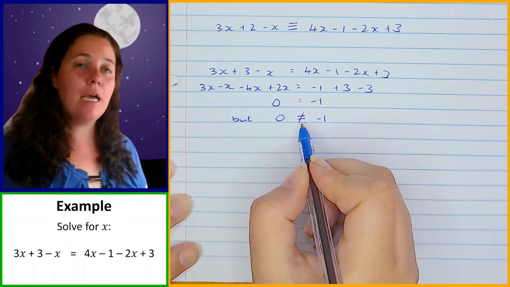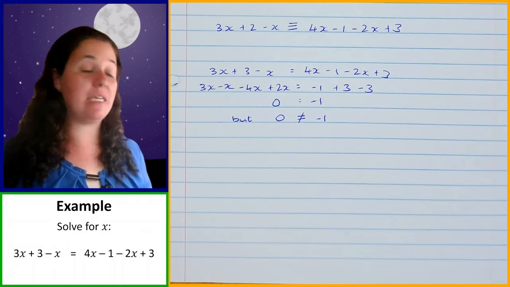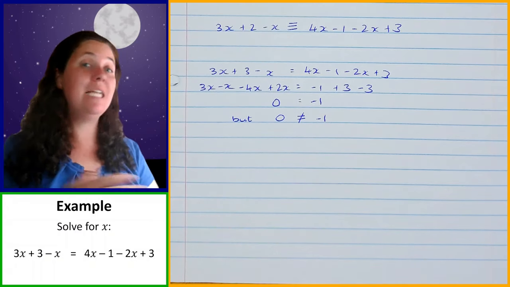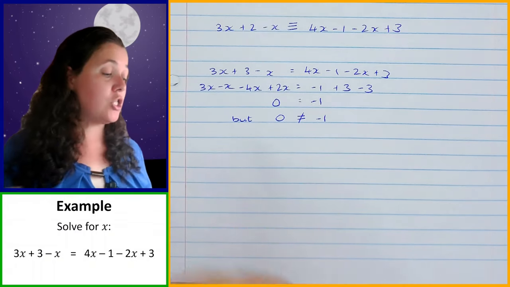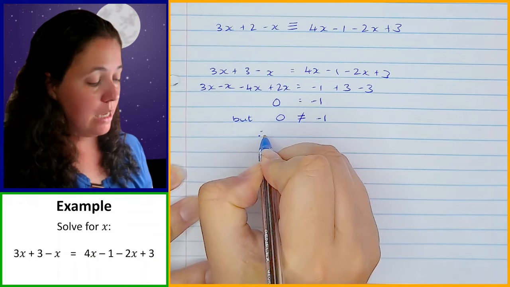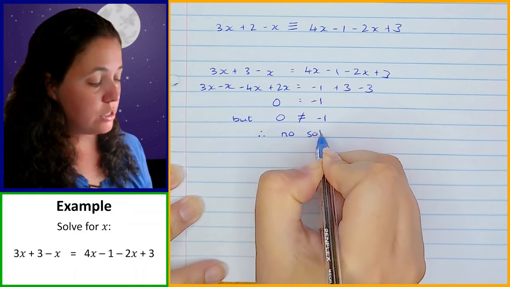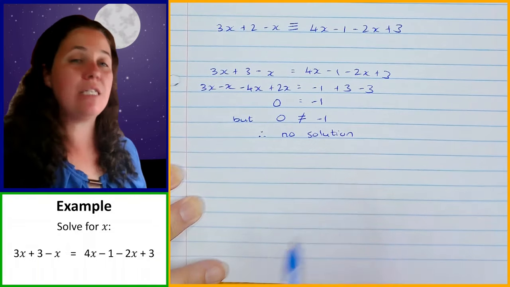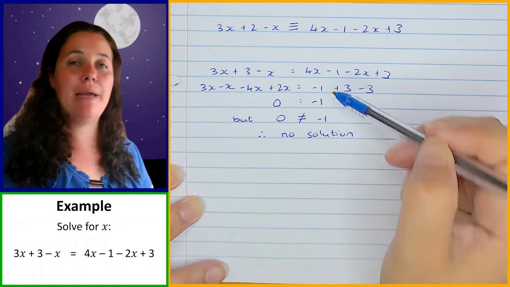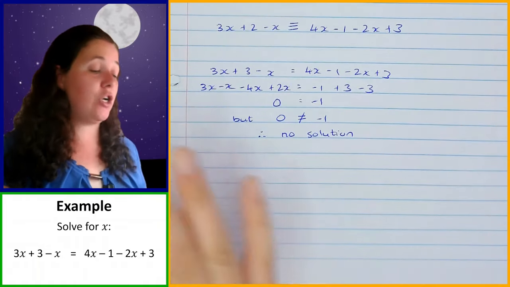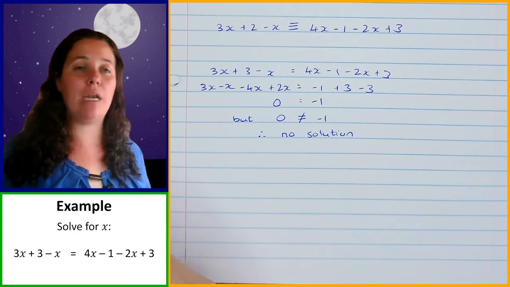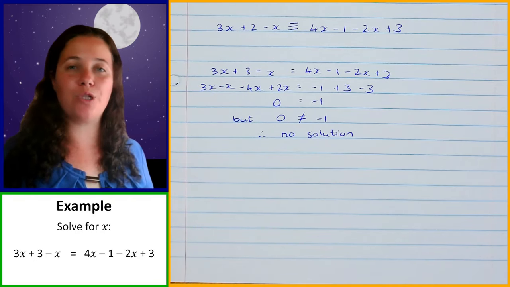Which means that it doesn't matter what value of x I have, this is never going to be true because 0 is never going to be equal to negative 1. So when we get something like this, we say therefore there is no solution. There is no answer, there is no value of x that is going to satisfy this equation and make it true. It's impossible. It's never going to happen because all the x's cancel out and I end up with 0 equal to negative 1, and 0 can never be equal to negative 1.